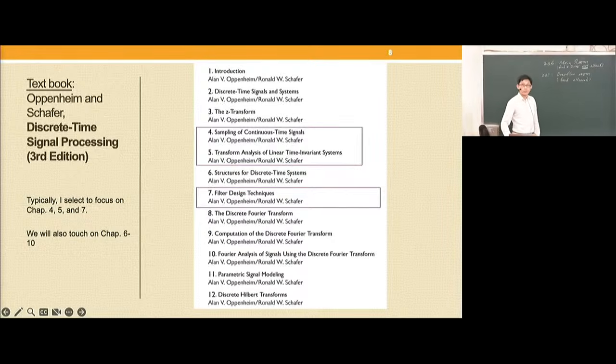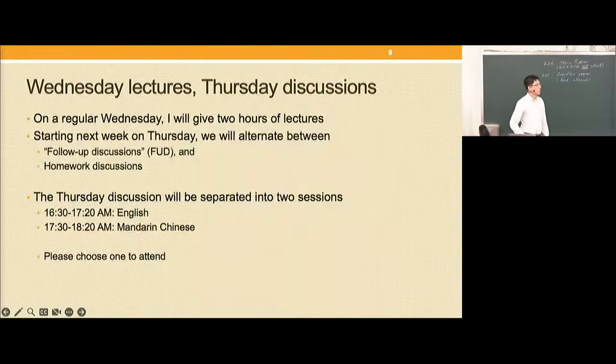Next, in the next few slides, I'm going to share with you how we are going to manage this class. Since this is a 3-credit course, we have 2 hours on Wednesday and officially 1 hour on Thursdays. In most weeks, starting next week, we are going to organize our class into lectures and discussions. On a regular Wednesday, I will give 2 hours of lectures.